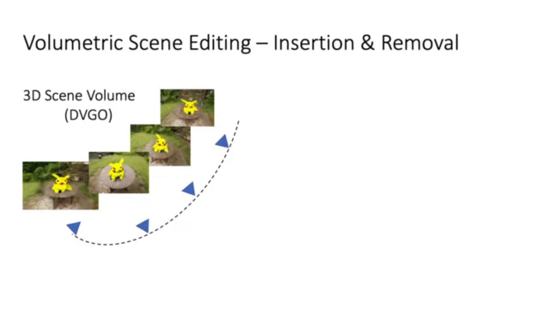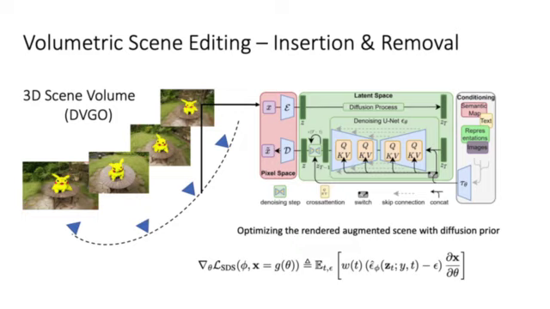Now, we learn to insert and remove the object by using an inverse graphics procedure where we render a 3D scene volume at different viewpoints, and then each of the viewpoints are passed through the diffusion prior. The diffusion prior updates the scene volume through the naturalness gradient backpropagating via the rendered images.